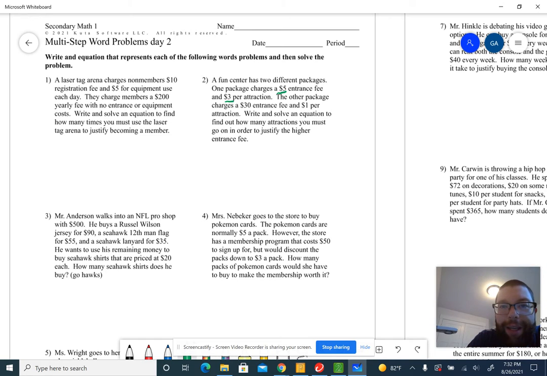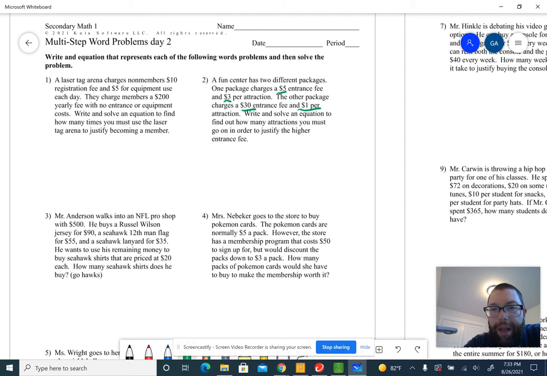Right there, I see the word per, so that tells me right off the bat that that $3 is going to multiply with something. The other package charges a $30 entrance fee and $1 per attraction. Write and solve an equation to figure out how many attractions you must go on in order to justify the higher entrance fee. The entrance fee is a one-time fee, and then we've got a per ride fee attached to the two different packages.